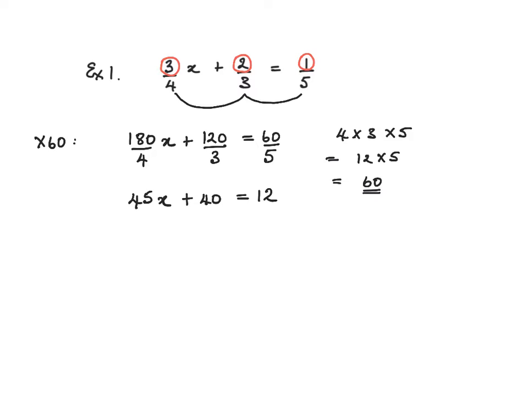We've only got the one letter term, so I'm going to subtract 40 from both sides. And 45x equals, so 12 take away 40 is minus 28. I'm going to divide both sides by 45, so x equals minus 28 over 45.